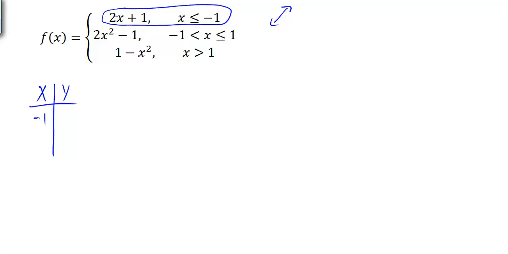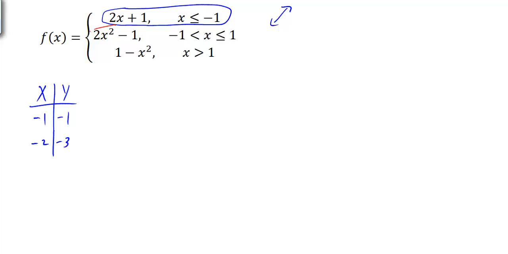If we plug in the -1, we get -2 plus 1, which would be -1. And then if we pick something else less than or equal to -1, we could certainly pick a -2, and we would have a -4 plus 1, and -4 plus 1 would be a -3. And I could continue to pick more values, but because it's a straight line, all we need are the 2.